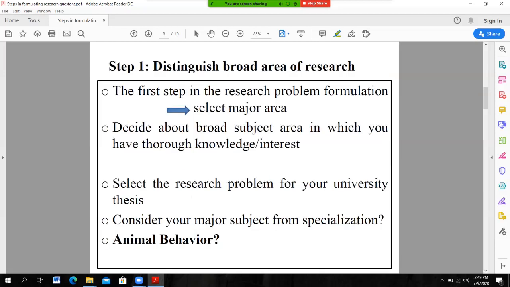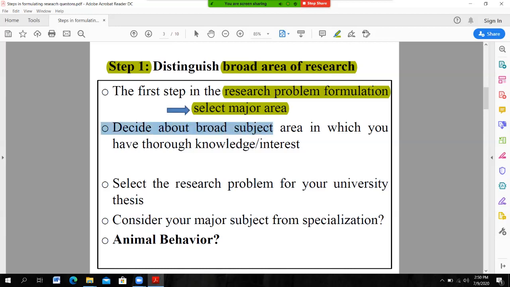The first step while formulating a research problem is to distinguish the broader area of the research. Always select a broader area for research purposes. So the first step is to select a major area. Remember, this area must be relevant to the professional area of the researcher, or relevant to the field of specialization. So decide about the subject area in which the researcher has enough knowledge and interest.